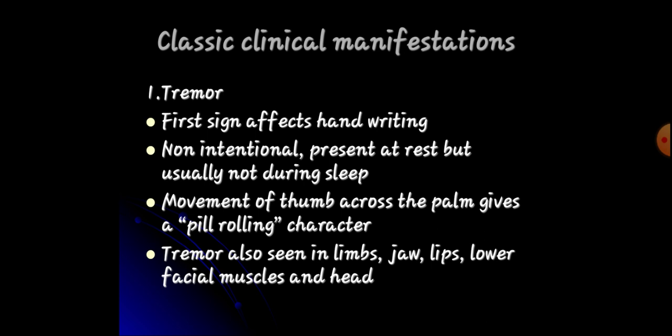Classic clinical manifestations: first, tremors. The first sign affects handwriting. Tremors are non-intentional, present at rest but usually not during sleep. Movement of the thumb across the palm gives a pill rolling character. Tremor is also seen in limbs, jaw, lips, lower facial muscles and head.